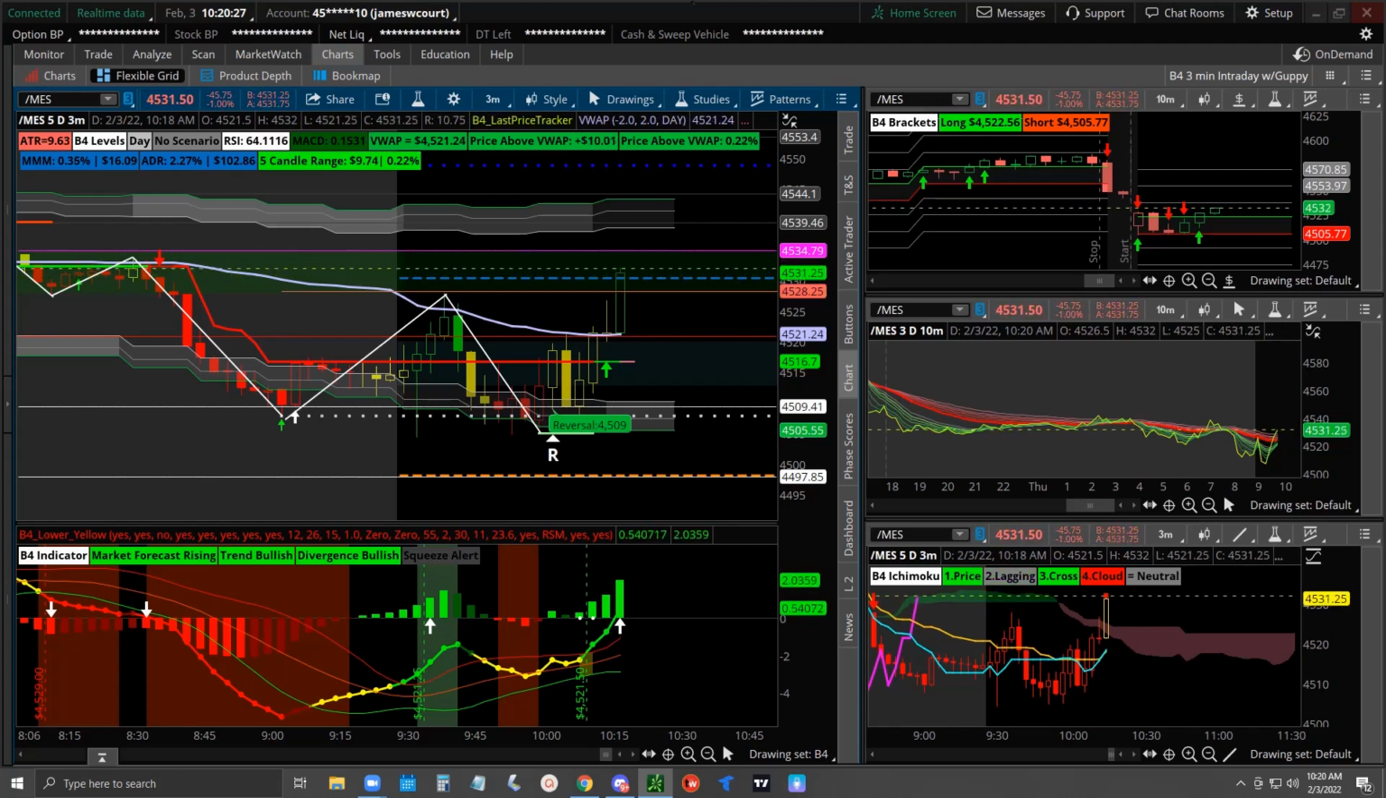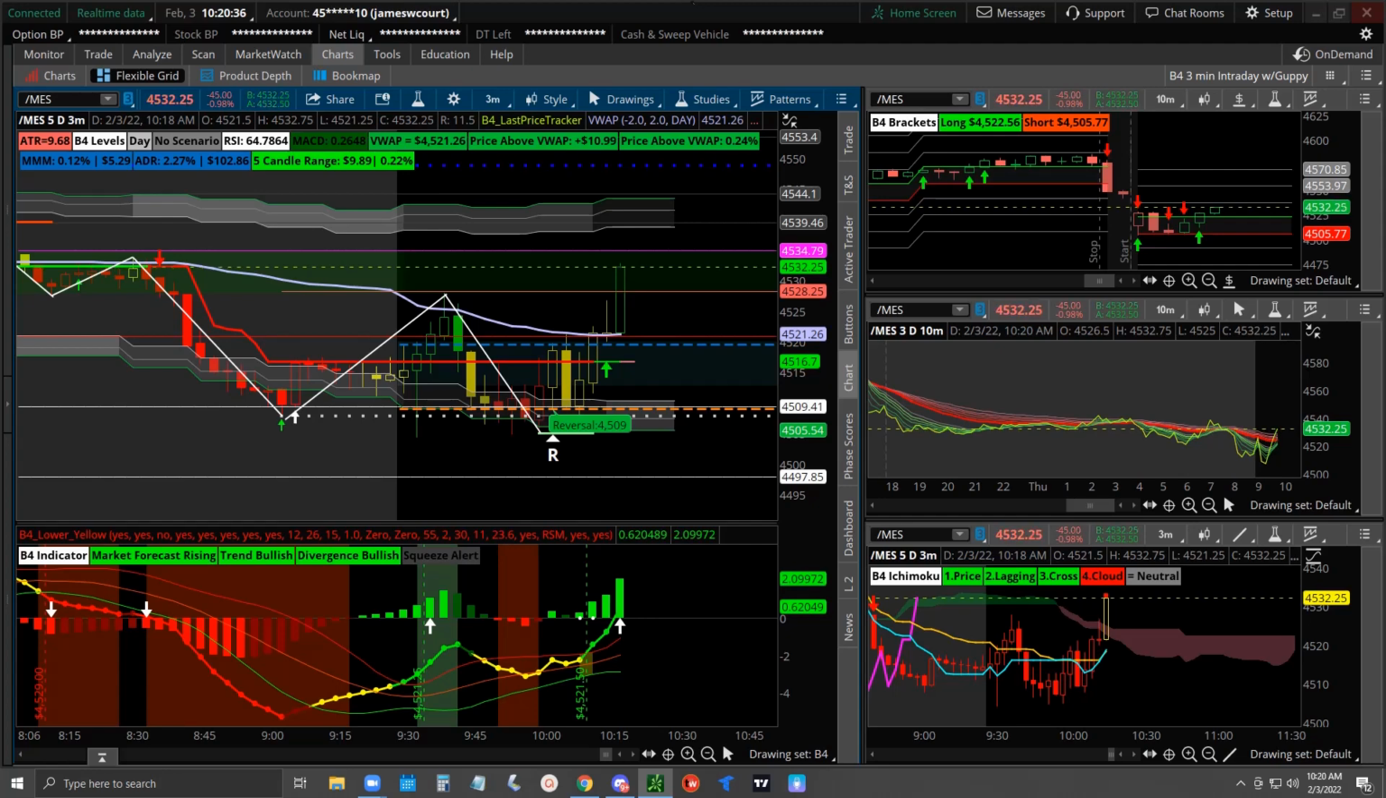There's another supply zone here. I'll take that one. So there's a chance that these bulls will take profit right there. Be careful. This is a stronger supply zone now. This leg needs a pullback.